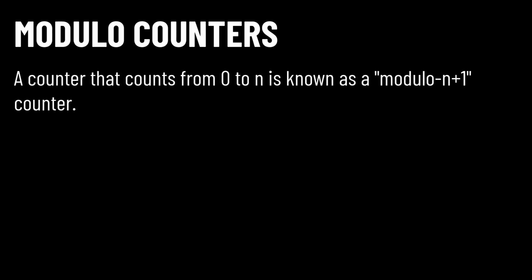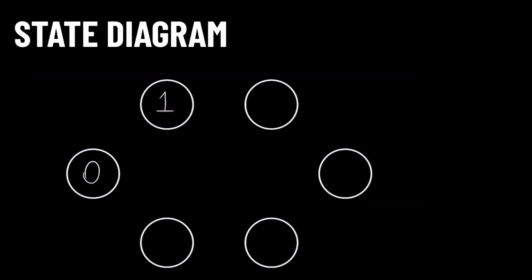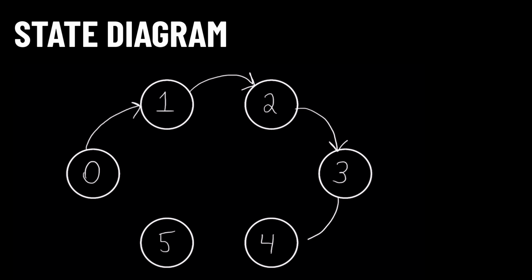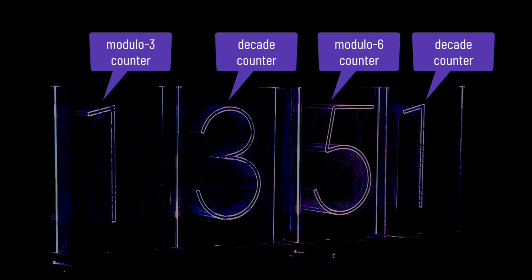At times, it may be useful to stop counting at a particular number. When counting from 0 to n, that counter would be known as a modulo n+1 counter. Let's design a modulo 6 counter with JK flip-flops. This counter will count from 0 to 5 repeatedly, which is a design that may be familiar in the tens place of minutes and seconds on digital clocks.